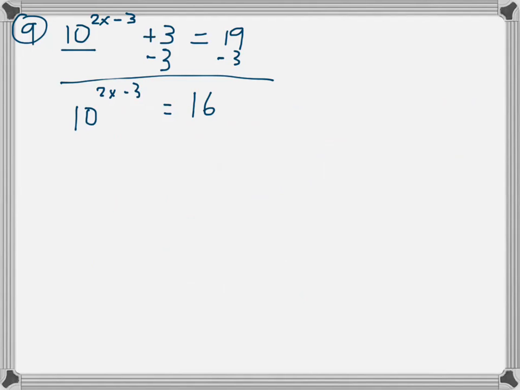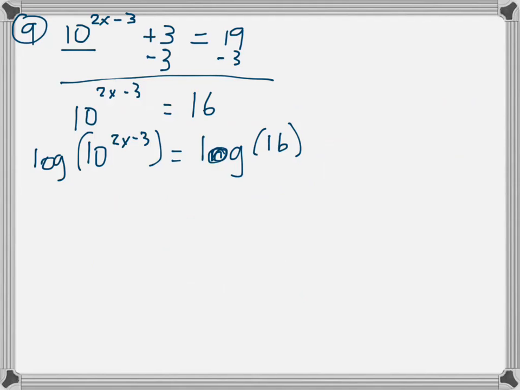Okay, now 10 is a special base because that's the same thing as the common log. So if I take the log, base 10, common log, there's a key for it on the calculator, of both sides, 10 to the 2x minus 3 is equal to the log of 16. Now these will cancel each other out because common log and base 10 are inverses of each other, and it's just going to leave me with the exponent, 2x minus 3. That should be equal to the log of 16.